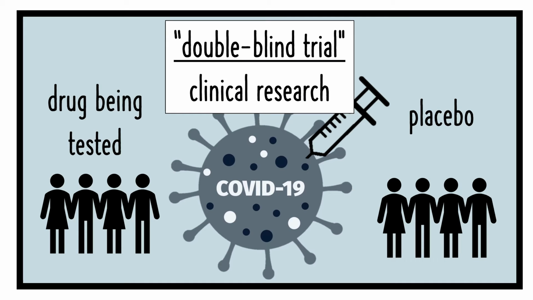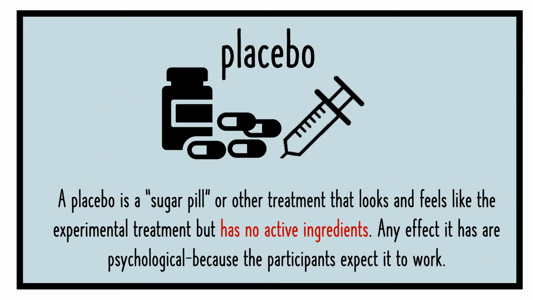Example, for COVID-19 injectables, the best proof of clinical research is a double-blind trial. That is an experiment with two or more groups of people in which only one group receives the drug or the treatment being tested and the other group gets a placebo. What is a placebo? A placebo is a sugar pill or other treatment that looks and feels like the experimental treatment but has no active ingredients.